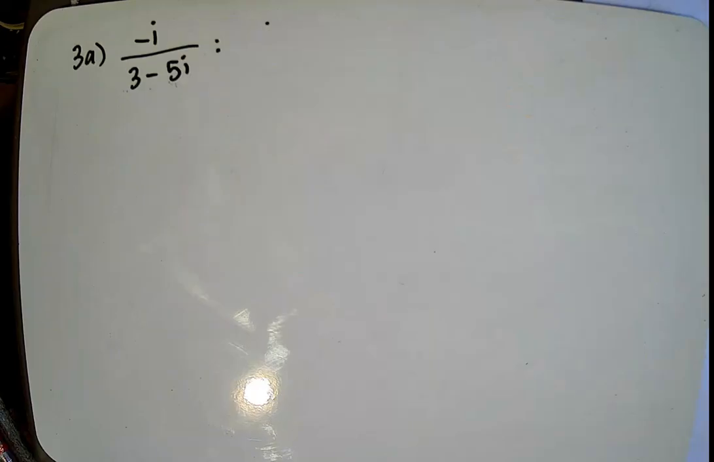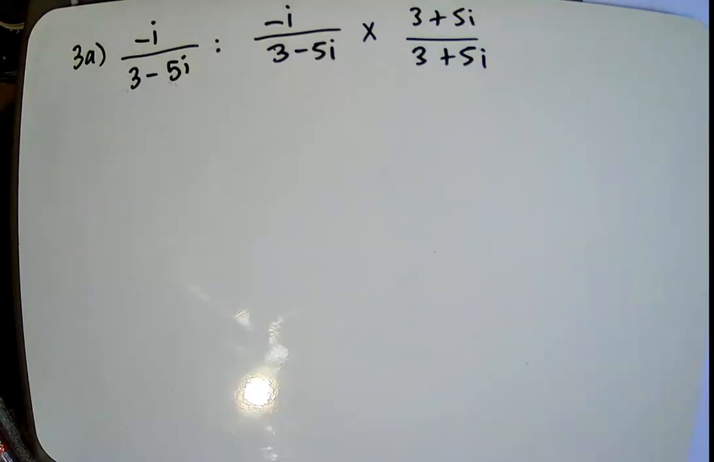3a, we'll have to multiply the denominator by the conjugate. Notice that in the conjugate, we only change the sign of the i part. So it's minus 5i, it became plus 5i. The 3 remains the same. Then it's BODMAS, then it's the FOIL method in the denominator. And in the numerator, it's minus i times each term.